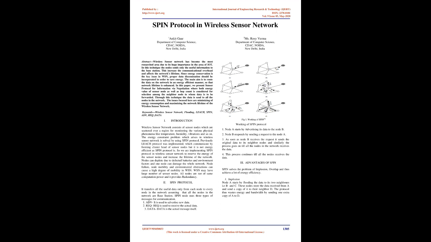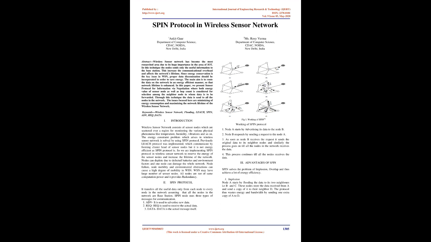The energy constraint problem which arises in wireless sensor network is solved by using SPIN protocol. Previously, LEACH protocol was implemented, which communicates by forming cluster heads of sensor nodes, but it is not as energy efficient as SPIN protocol is. So we are implementing SPIN protocol in wireless sensor network to conserve the energy of the sensor nodes and increase the lifetime of the network.